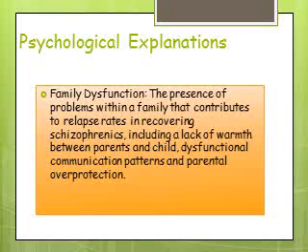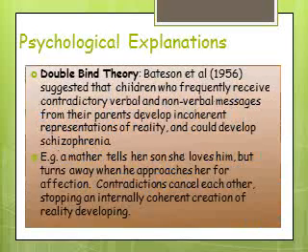Psychological explanation, so we need to be aware of family dysfunction, and we're going to look at expressed emotion and double-bind theory. So this is the idea that the presence of problems within a family contributes to the relapse rates in a recovering schizophrenic. So it includes a lack of warmth between parents and the child, dysfunctional communication patterns, and parental overprotection. So the double-bind theory states that children who frequently receive contradictory verbal and non-verbal messages from the parents develop incoherent representations of reality, which could lead them to develop schizophrenia.